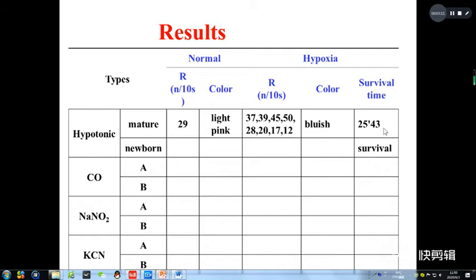Now survival time is about 25 minutes. The newborn mouse survived, didn't die.